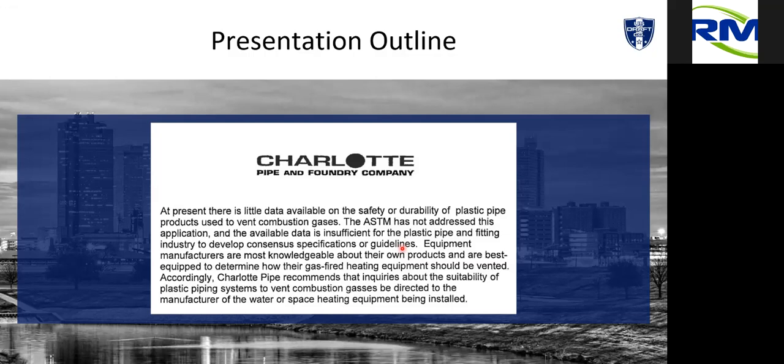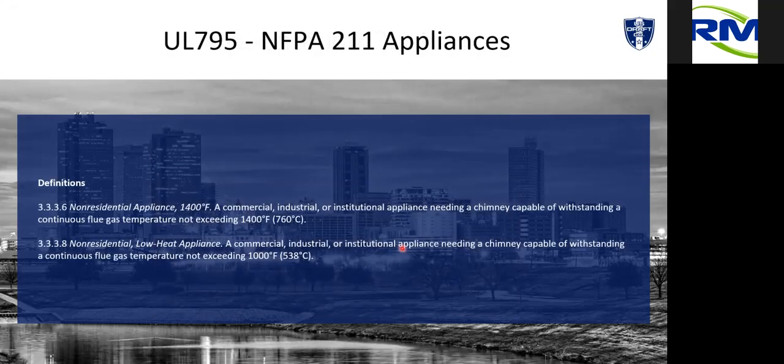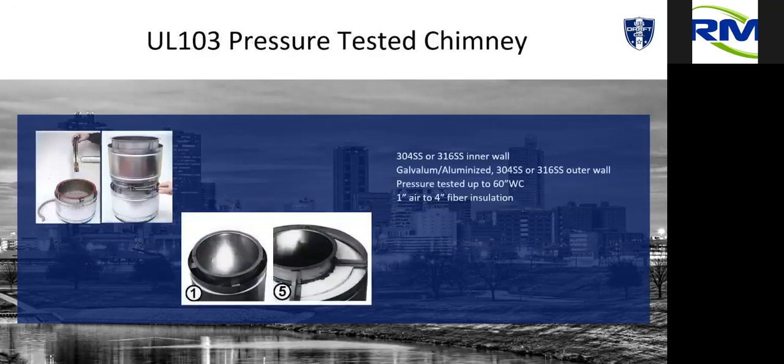The other option, or the other side of that, is the UL 795 building heating appliances. These are the bigger appliances, typically your fire tube, water tube, power burner type boilers. And you can see code here that's referenced in NFPA 211. And that uses a different type of material. It's under UL 103.